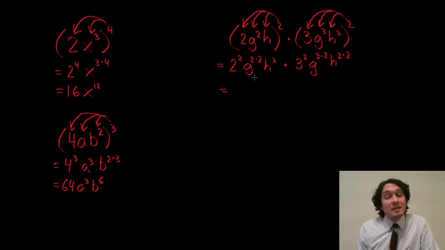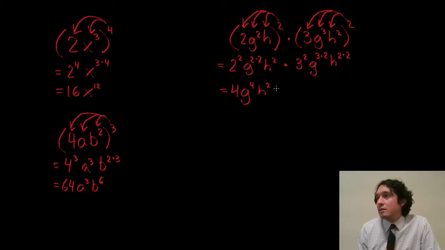And we do the work. We simplify it one step at a time. 2 squared, that's something that we can answer. That's 4. 2 times 2 is g to the power of 4. H squared, not a lot we can do with that yet. 3 squared, that's 9. G to the power of 3 times 2, 3 times 2 is 6. H to the power of 2 times 2, which is 4.